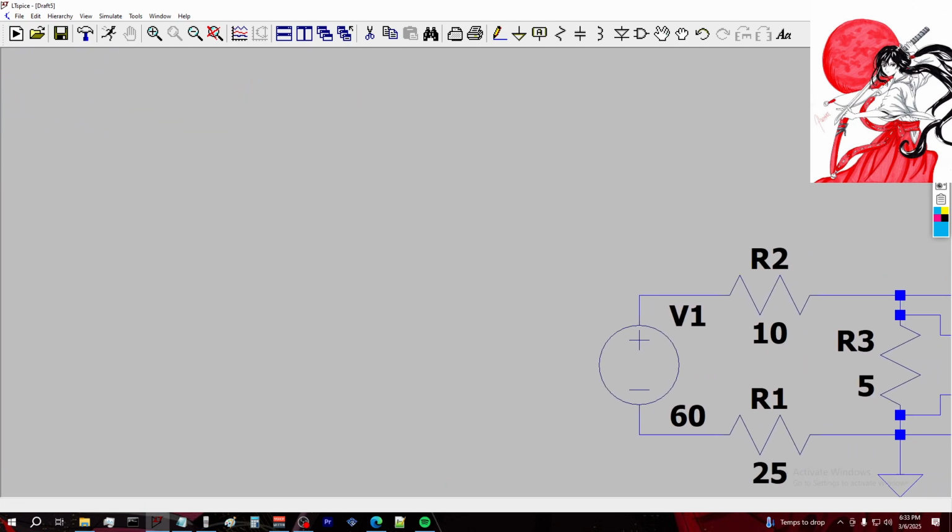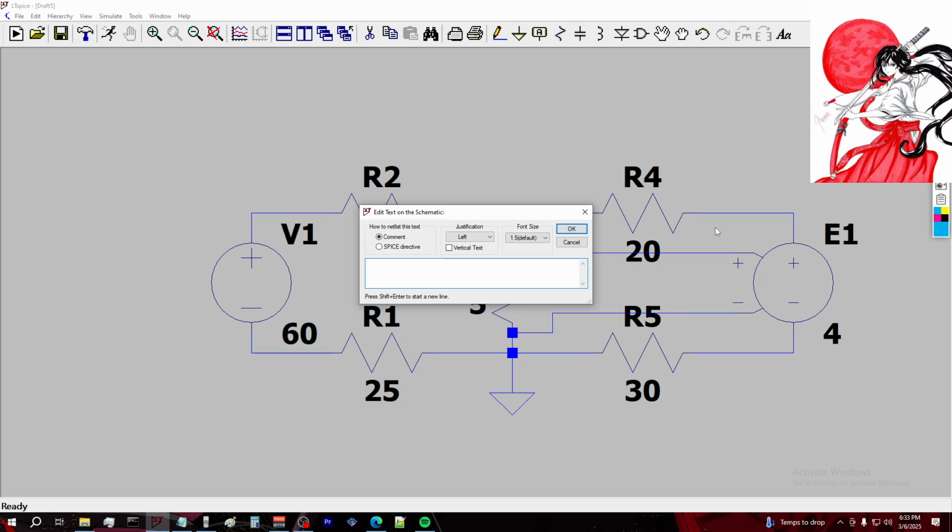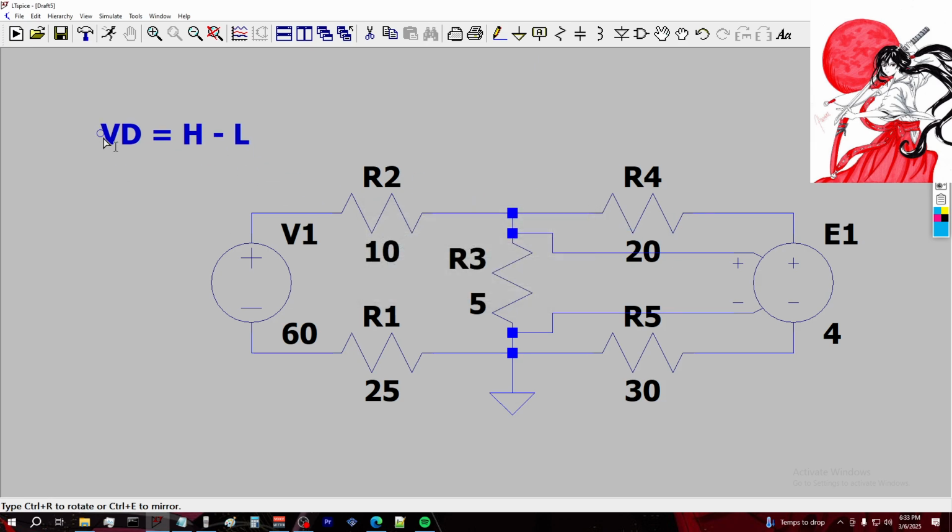But in LTSpice, this is what it has to look like. Again, this is our wire. Our high potential is here, and our low potential is here. We would do our equation: voltage difference equals high potential minus low potential, and we would find the voltage difference across this resistor, multiply it by a gain of 4 right here, and we would have our voltage on the source. So now we can get into solving this problem. Let's do that now.